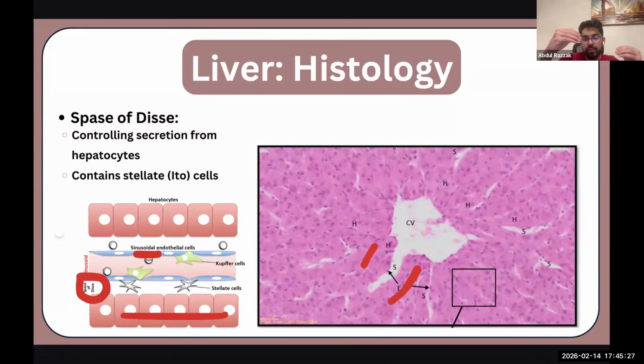You don't want everything secreted from the hepatocytes to reach the sinusoids because eventually it's going to go to the body. You need to filter it before. And this is one of the functions of the space of Disse. The other function is containing stellate or Ito cells. These are myofibroblasts of the liver. These are usually functional when you have liver cirrhosis and you have huge fibrosis of the liver.